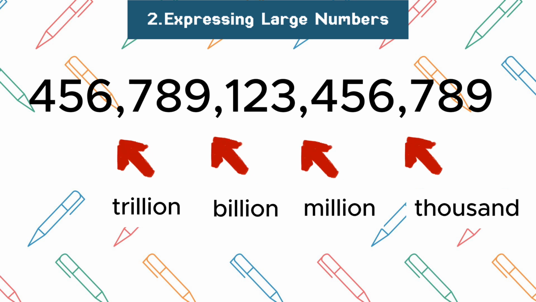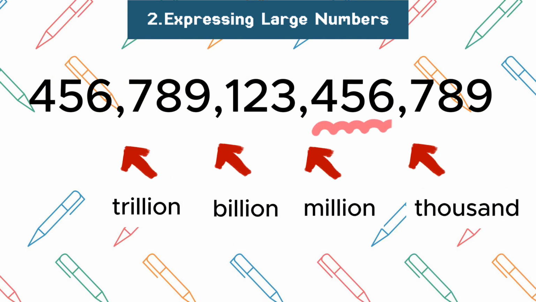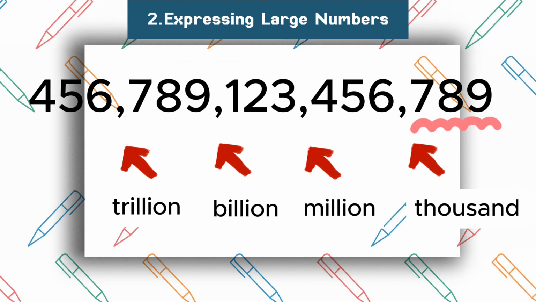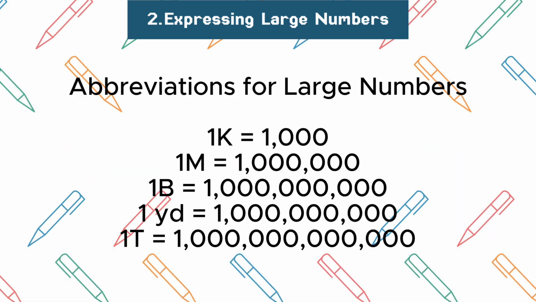Here is another example: 456 trillion, 789 billion, 123 million, 456,789. In finance and economics, various shorthand notations and terms are used to represent large numbers or specific concepts. Here are some common usages. K represents thousand, M represents million, B represents billion, T represents trillion.